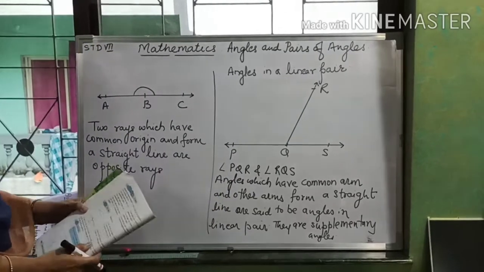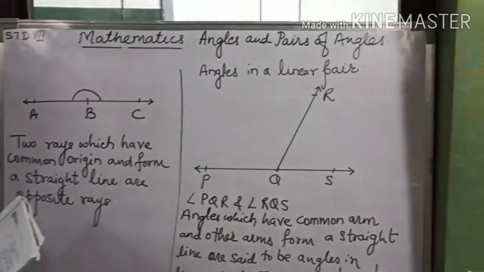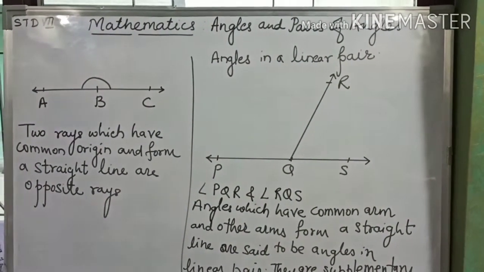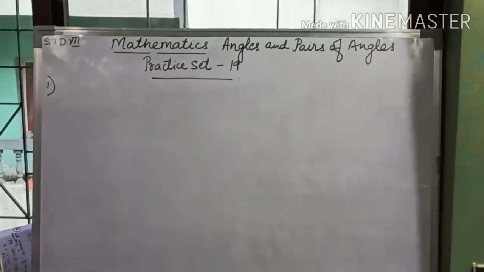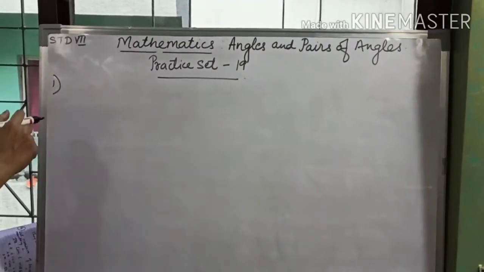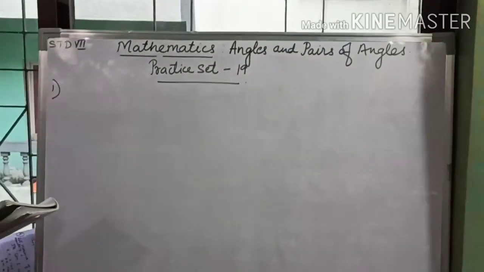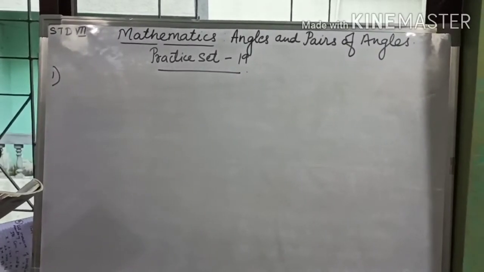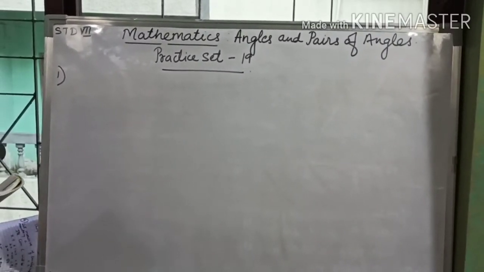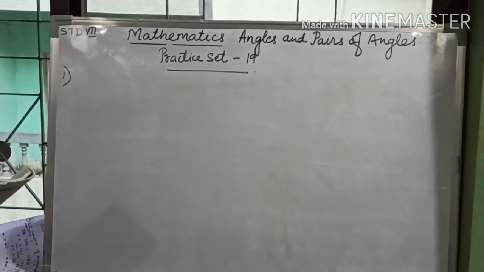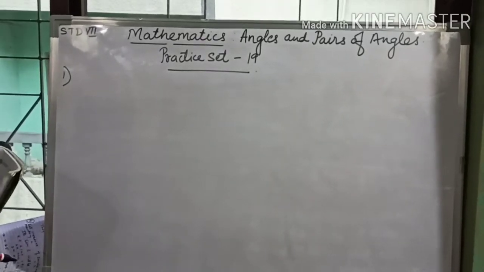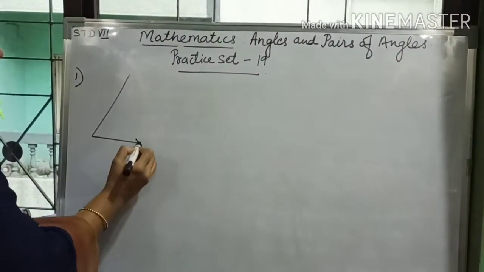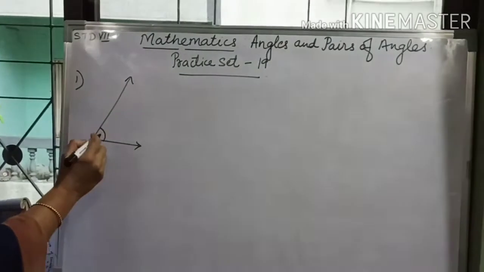Now let's move to practice set 19. Few sums we will solve. Draw the pairs of angles as described below. If that is not possible, say why. So first one, complementary angles that are not adjacent. So you have to draw the figure of complementary angles. So not adjacent means they are not having common arm.